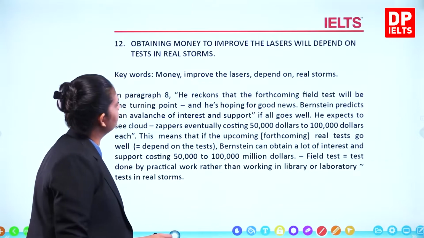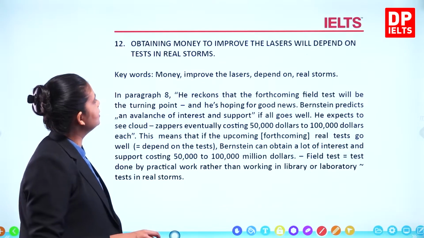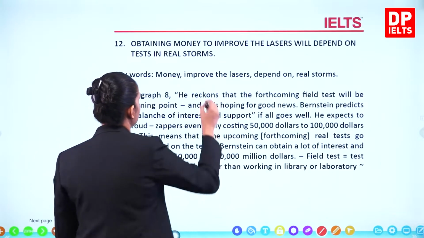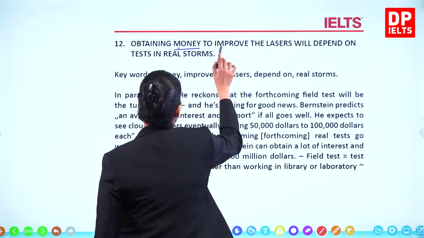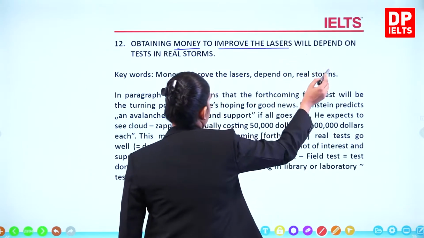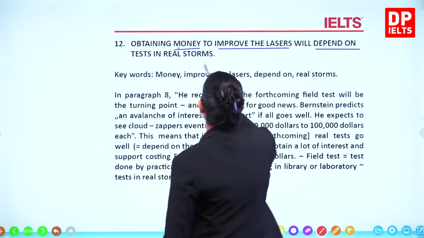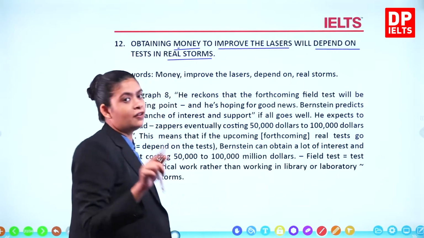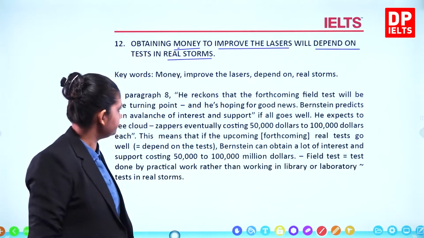Obtaining money to improve the lasers will depend on tests in real storms. So what are your keywords? Money, improve the lasers, depend on what? Real storms. Go to paragraph 8 and check.